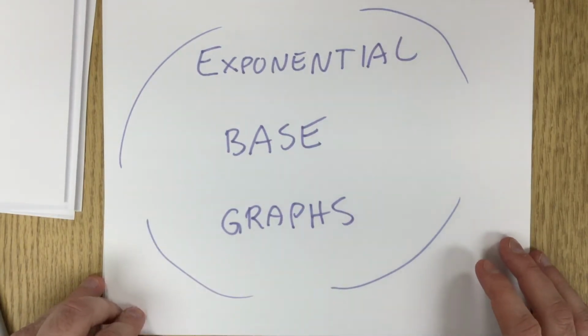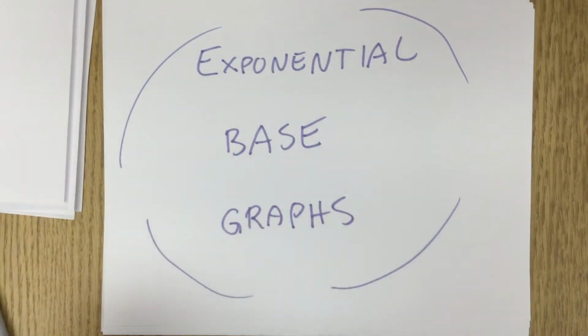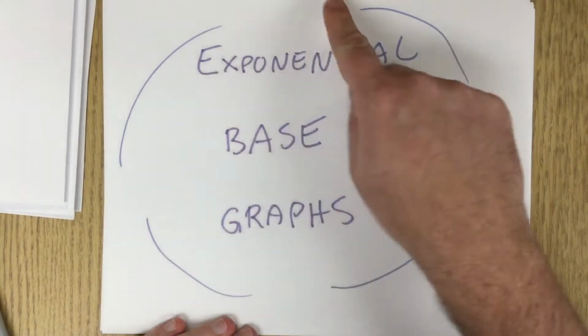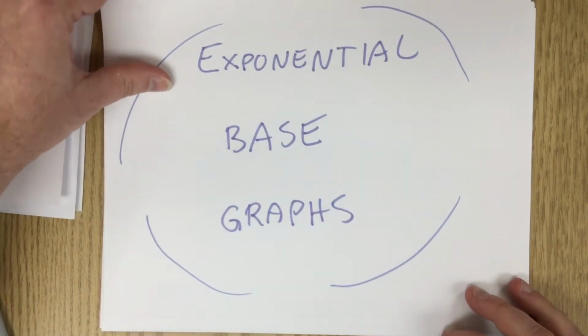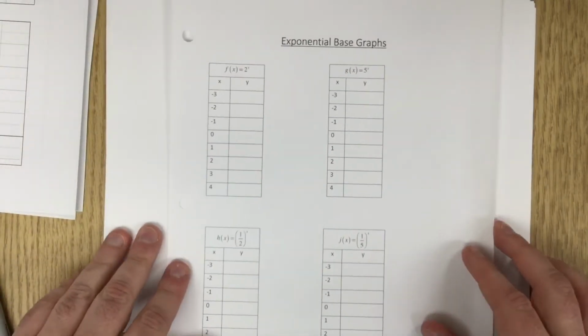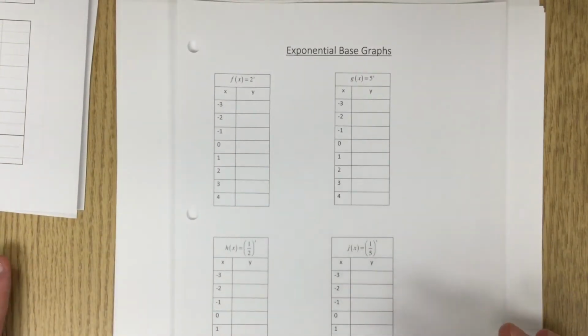We're now going to go through the exponential base graphs. And actually, the kind of things I've done here are exponential base graphs. Isn't that funky? But we don't know that yet, so let's figure it out. I've pre-printed a table for myself here because I didn't feel like writing the whole thing out.